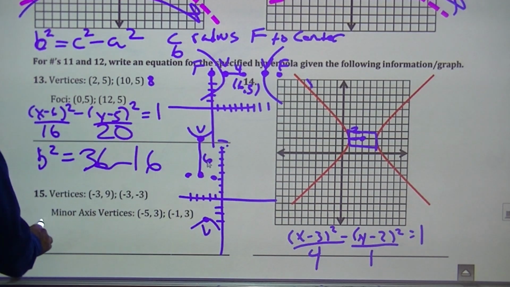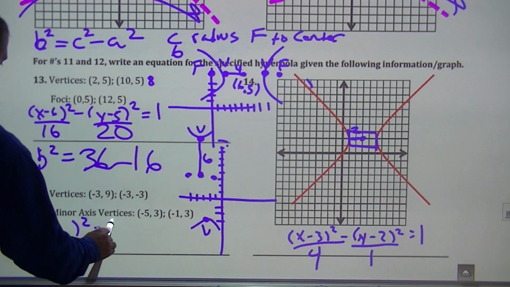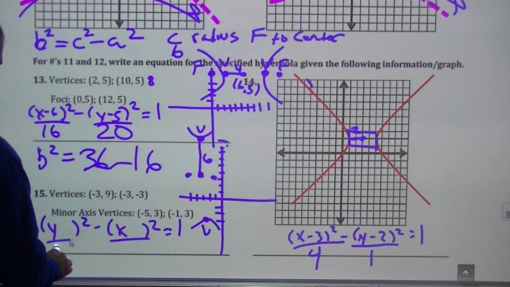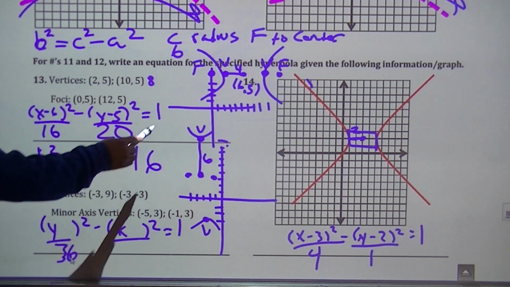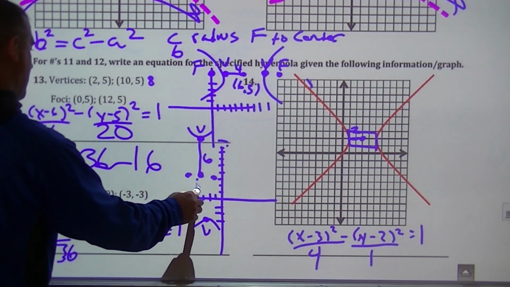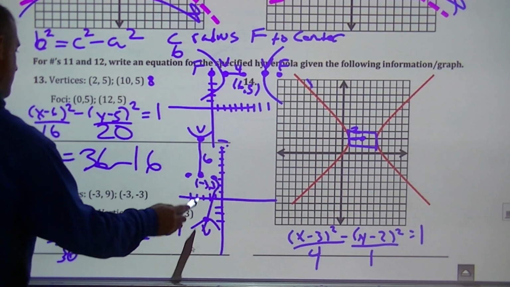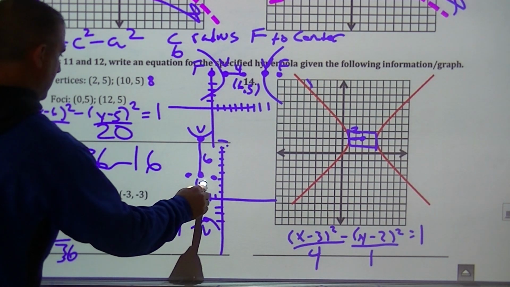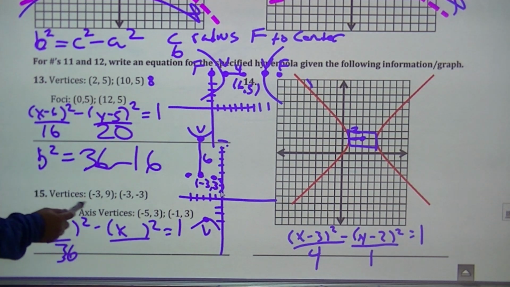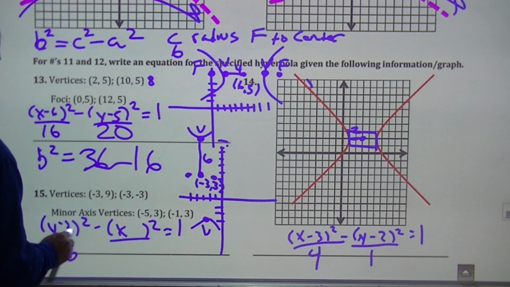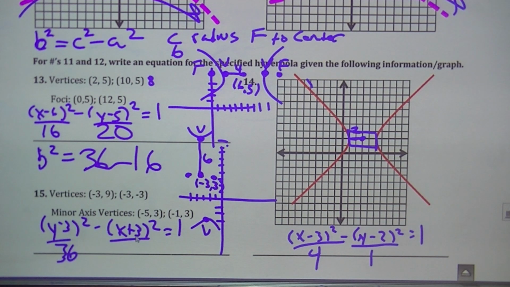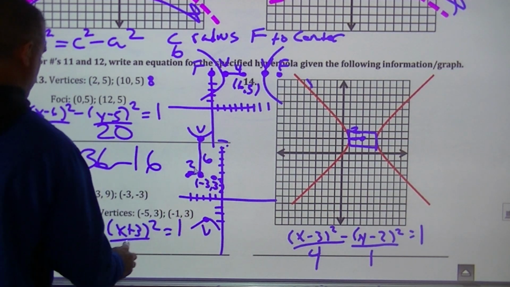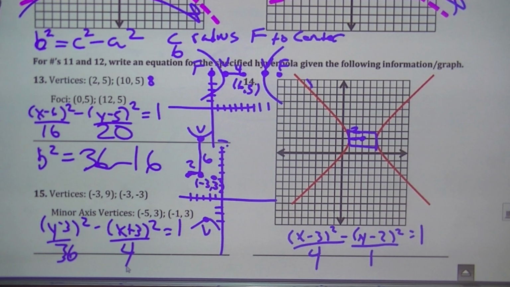So I know since it opens up or down, it's going to look like this. That 6 helps me because that's 36 underneath y. This also puts me at -3, 3 for the center. So what I would have is x minus 3, x plus 3. They're sort of doing you a favor here by telling you that the minor is that, so that would only be 2, which if you square that would be 4.